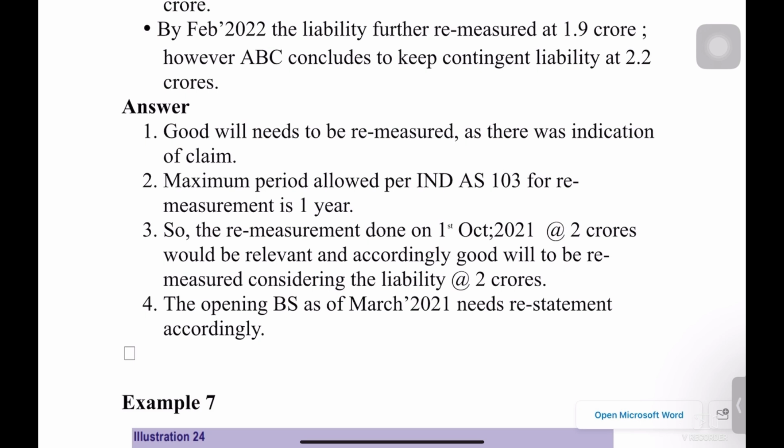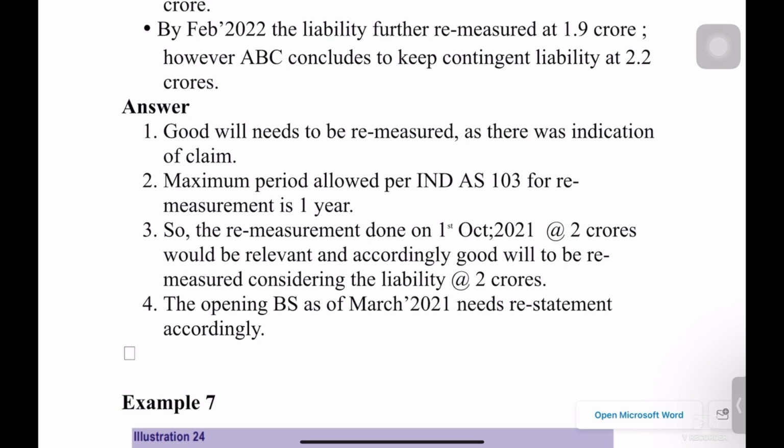So goodwill needs to be remeasured as there was an indication of claim. As on the date of acquisition, there is clear evidence that the claim was there. The only thing is settlement had not happened, but there is an indication of the claim. The maximum period allowed as per Ind AS 103 for remeasurement is within 1 year. So the remeasurement done on 1st October, at 2 crore, would be more relevant, and accordingly goodwill is to be remeasured considering the liability at 2 crores.